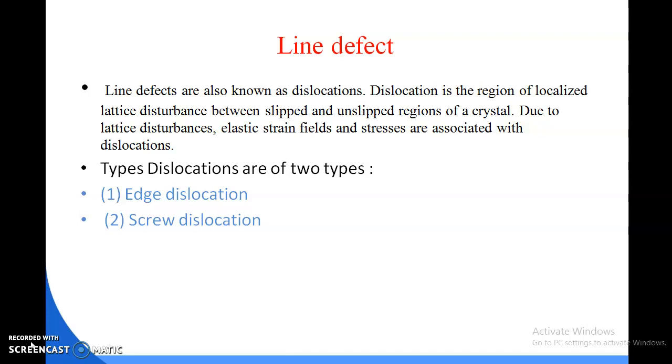So now we are going to study what a line defect is. First of all, a line defect is known as a dislocation in the lattice or in the line structure. A dislocation is the region of localized lattice disturbance between slipped and unslipped regions of a crystal. Due to lattice disturbances, elastic strain fields and stresses are associated with the dislocation.